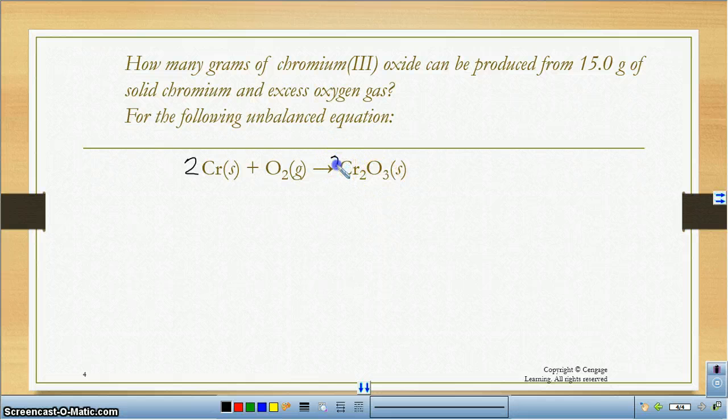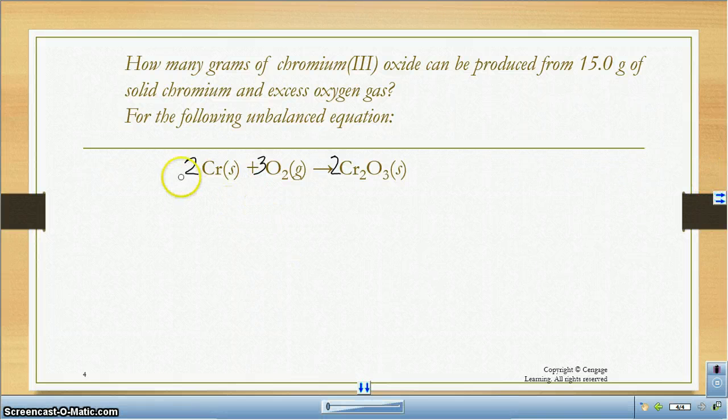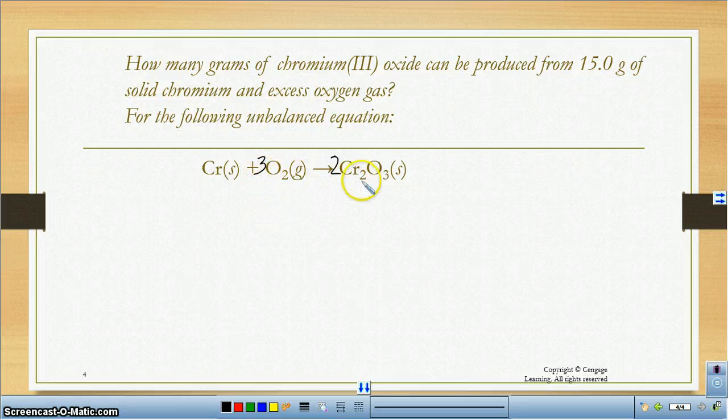So we're going to have to balance the equation like this, which is going to cause this number to change. So we have 6 oxygen here, 6 oxygen here, and now 4 chromium. So we change our coefficient to 4. So now we have a balanced reaction.